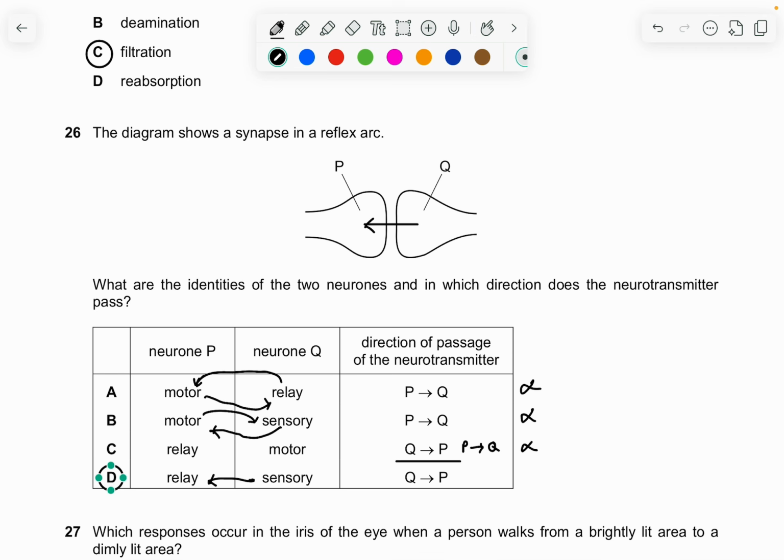Be very, very careful with this kind of question. They're actually not tricking you, but you just have to remember that it doesn't restrict you to left or right, as long as the type of neuron is correct.